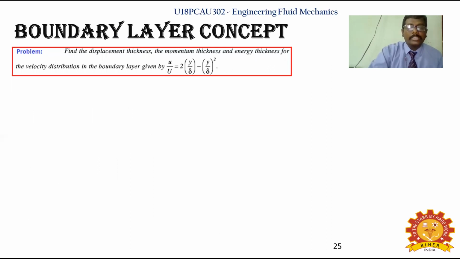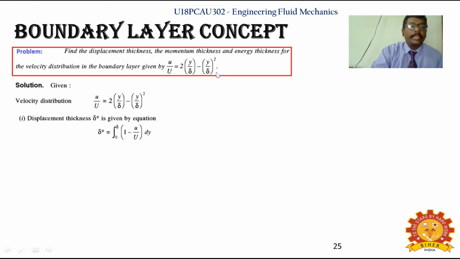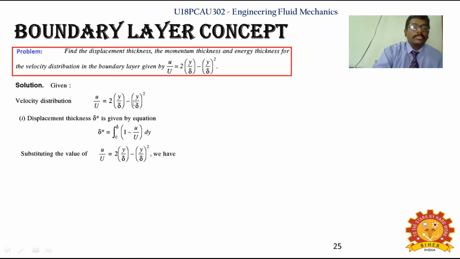So only one more problem, you can see. The displacement thickness for this function: previously we had seen only y by delta, now we additionally have this function for u by U. So the velocity distribution you had written, instead of u by U, now you are going to substitute this value. Substituting the value of u by U, you are going to get 1 minus 2 into y by delta minus y by delta whole square. That's what you have substituted in terms of u by U.